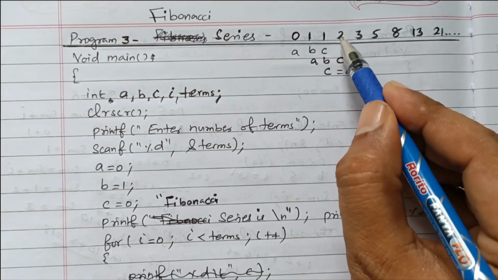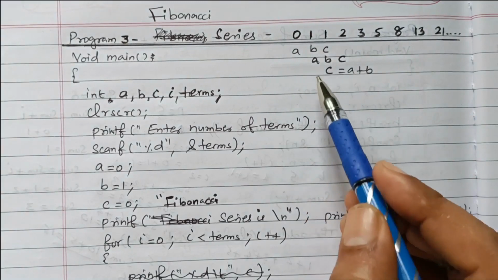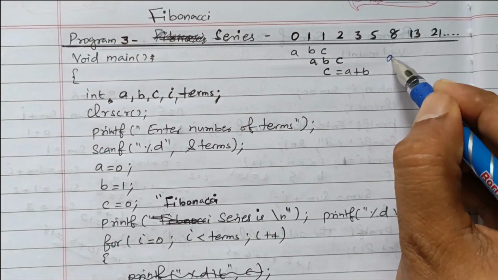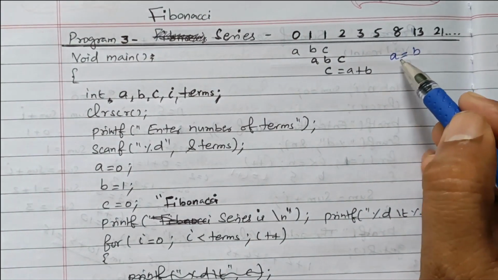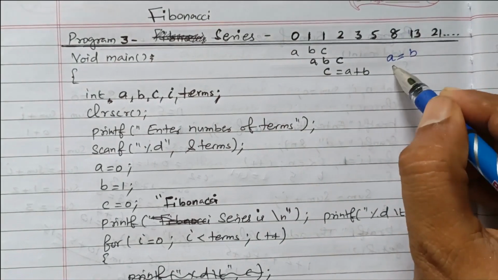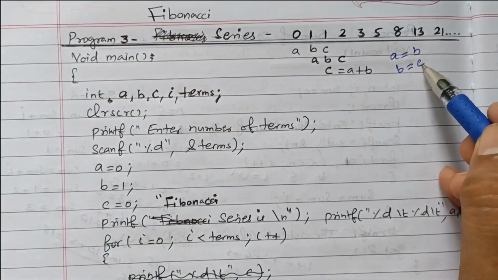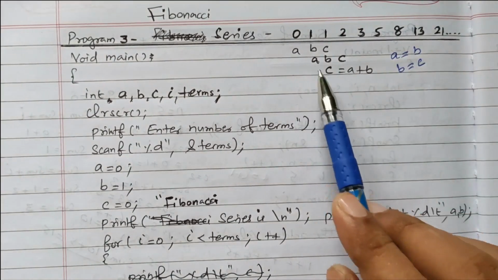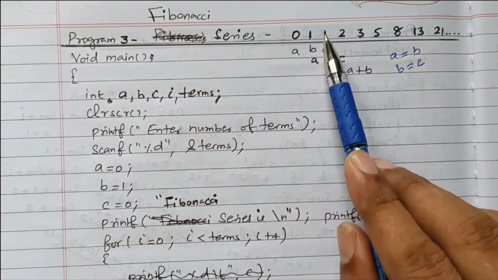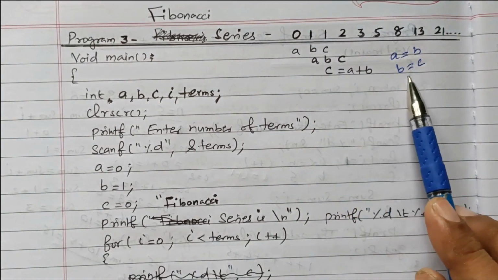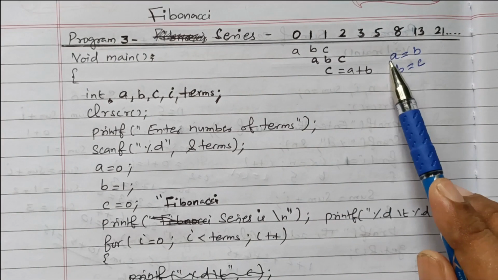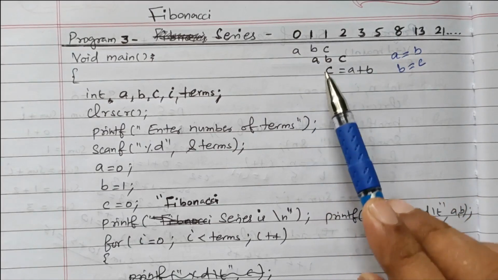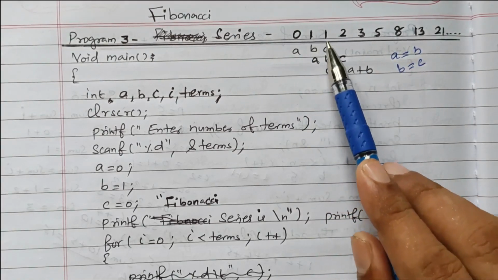Now we need to find the next value, 2. For that we are shifting the values. We store the B value in A, that is A equal to B. Then B equal to C, so the C value is stored in B. Now A and B are shifted. After executing these statements, A is 1 and B is also 1.